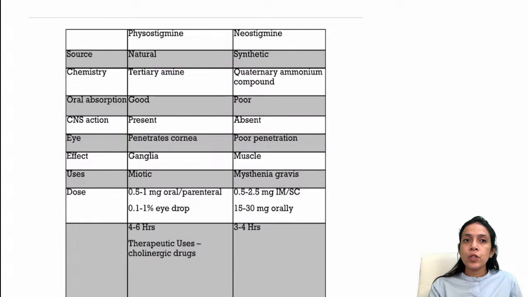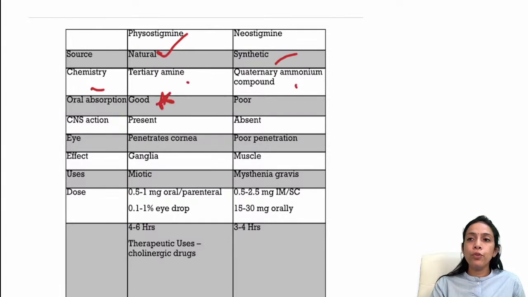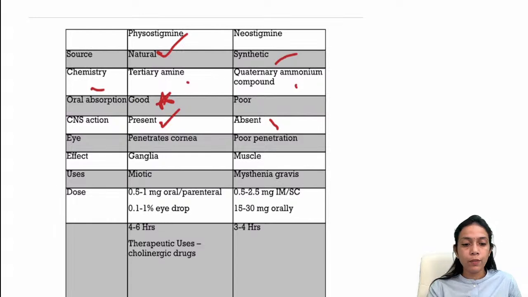If you see, the source of physostigmine is natural, whereas neostigmine is synthetic. Chemistry, it is tertiary amine, this is quaternary, that's not that important, but oral absorption is quite important. It's good for physostigmine, and CNS action will be present with physostigmine, whereas absent with neostigmine. And these are the other things that you have to have an idea about. The effect is on the ganglion, whereas here it is on the muscle. This is the exact table from your PP books, have a glance at it. Very good, students, you're absolutely on the right track.